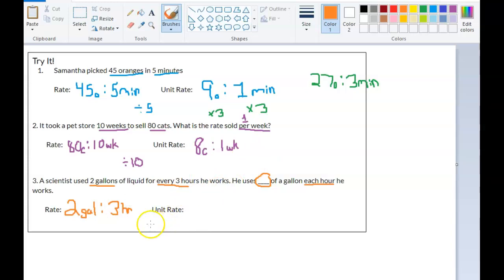Okay, this one is a little weird. I have to divide by that 3. Okay, 3 divided by 3 is just 1, so 1 hour, just like I wanted. But this 2 divided by 3, you can get a decimal, or you could just write it as a fraction. 2 over 3 is the same as having 2 divided by 3.